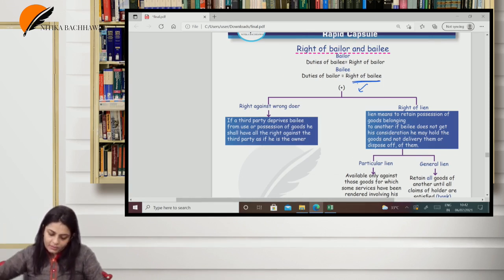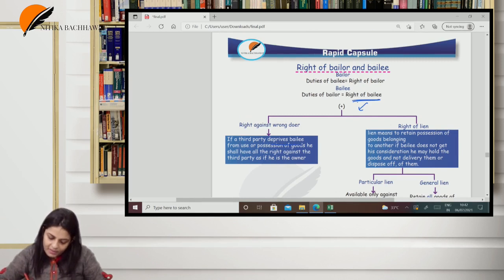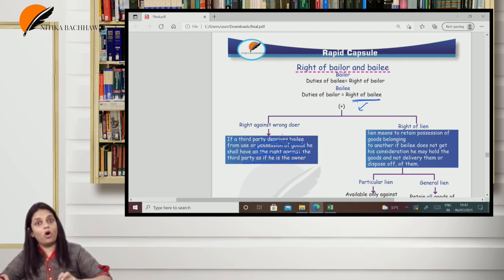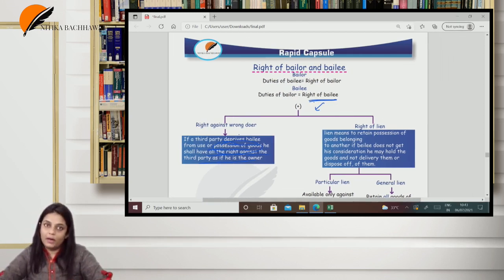So if a third party deprives the bailee from the use or possession of the goods, he shall have all the rights against the third party as if he is the owner of the goods. So if the goods are taken away from me, or if the goods are destroyed, now please understand, deprives bailee from use or possession of the goods, this includes any loss happening to the goods. So if any loss happens to the goods or they are destroyed, I have a right to claim the money from the third party, even though I am not the owner of the goods.